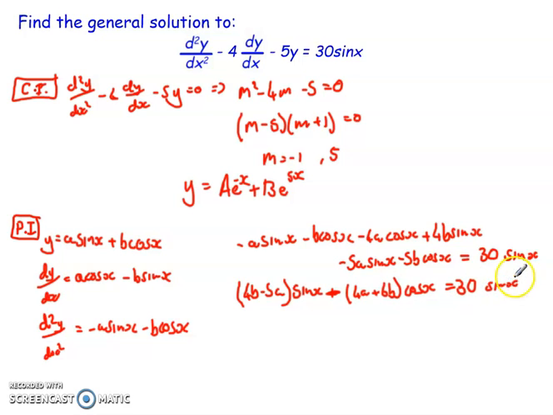So if I equate coefficients, 30 sin x is the equivalent of 30 sin x plus 0 cos x. So what I can say from that is negative 5a plus 4b equals 30, and 4a plus 6b equals 0. So what I've now got is a pair of simultaneous equations which I can solve in order to get my solutions for a and b and then be able to put them back into the original equation.